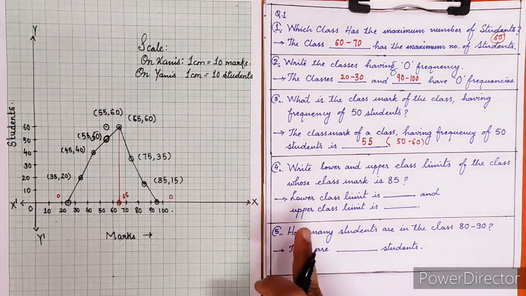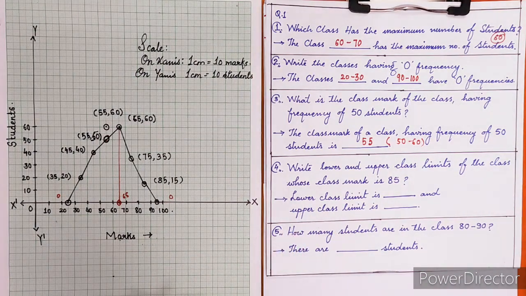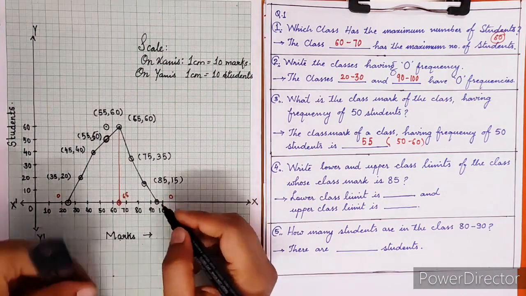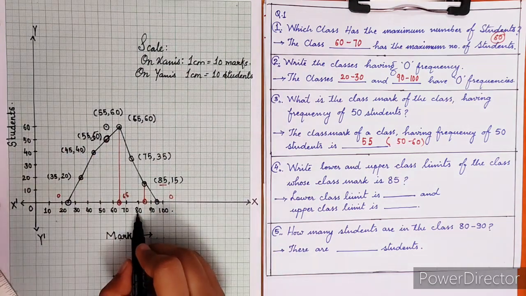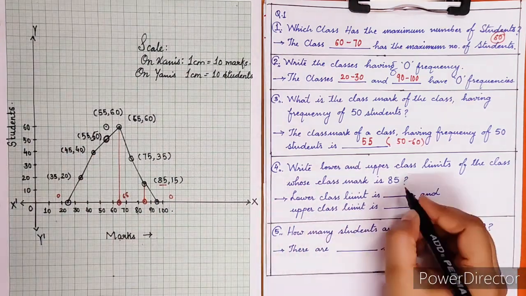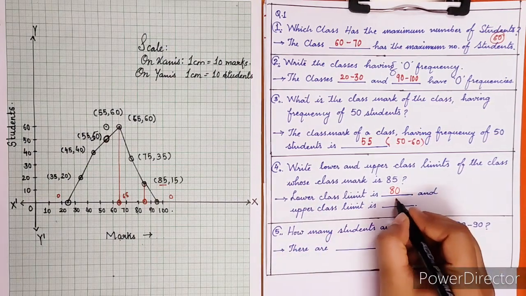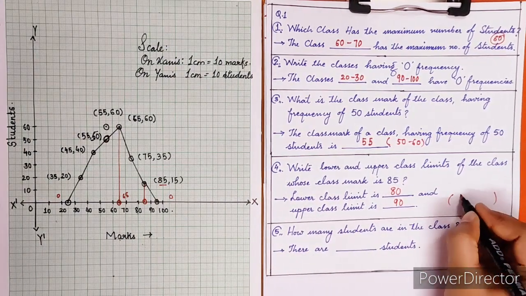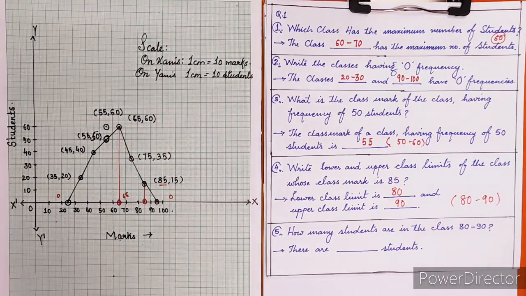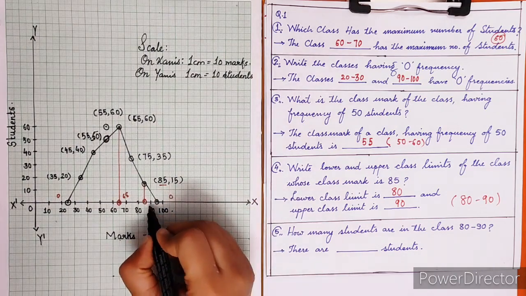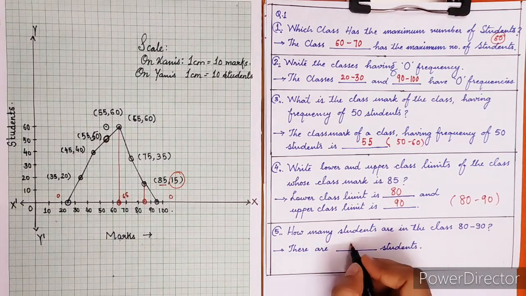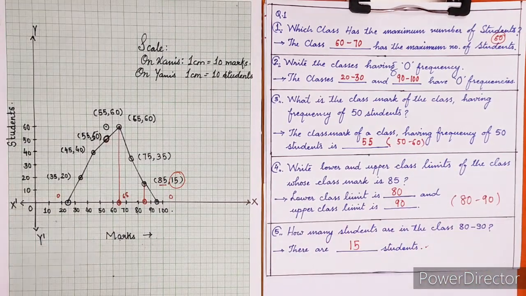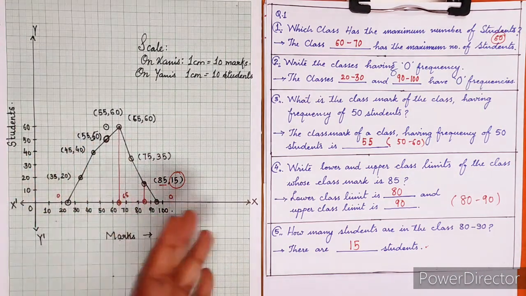Fourth question. Write the lower and upper class limit of a class whose class mark is 85. So you will see this is the class mark 85. It is from class 80 to 90. What is the lower class limit? 80. What is the upper class limit? 90. What is the class? 80 to 90. Last question, how many students are in the class 80 to 90? In 80 to 90, there are 15 students, the frequency of 15. So this way you are going to read the graph properly and answer the given questions.